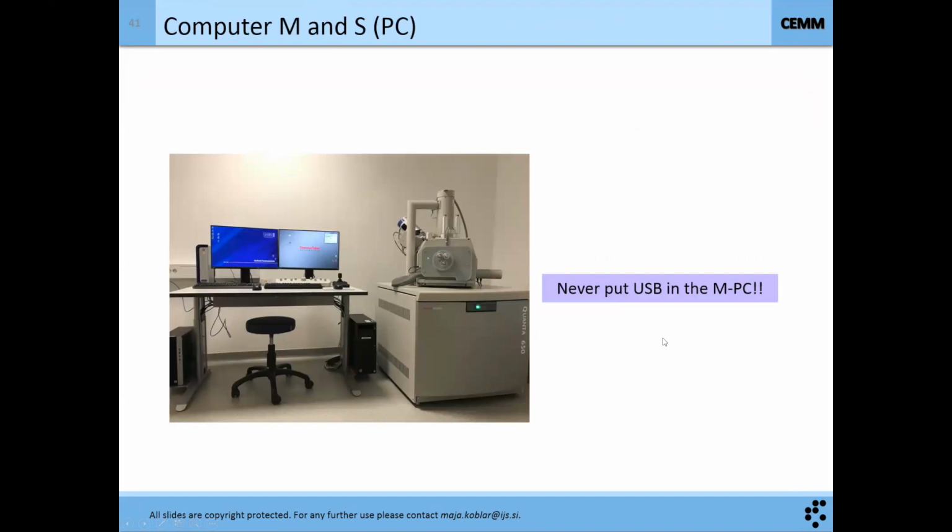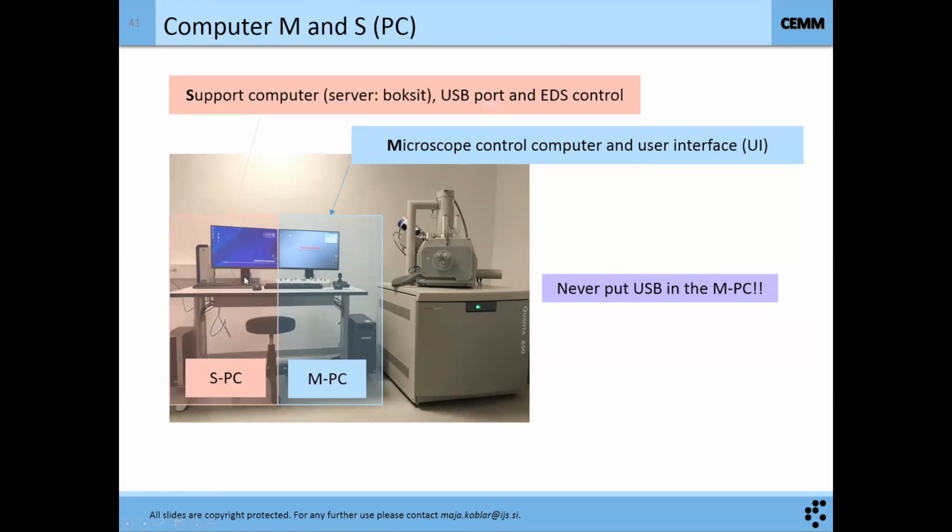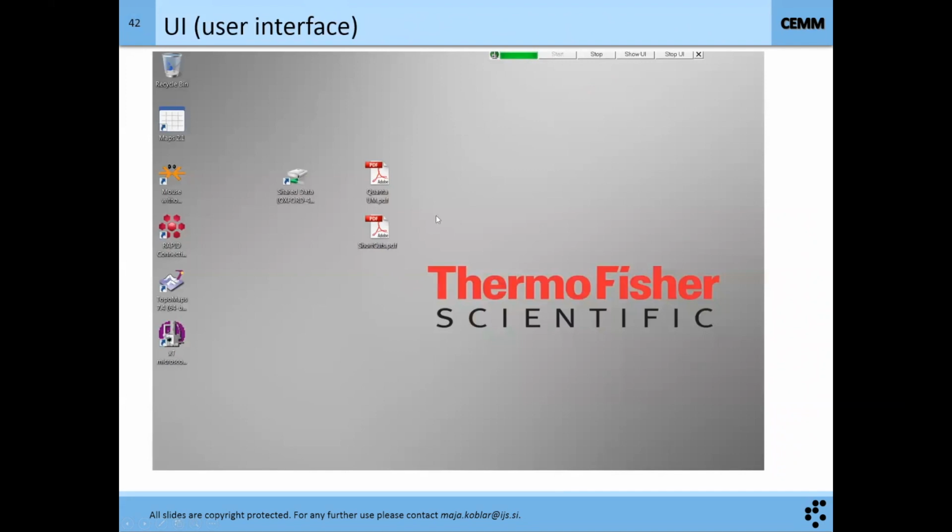About the microscope, when you come, you will see that you work on the main PC. This is the user interface. Never put a USB in the main PC. It's connected to the support PC where you can insert a USB, but we rather save the images on our server and then you take them from the server. This is also an EDS support. You have two keyboards, but you can use only one if you want.